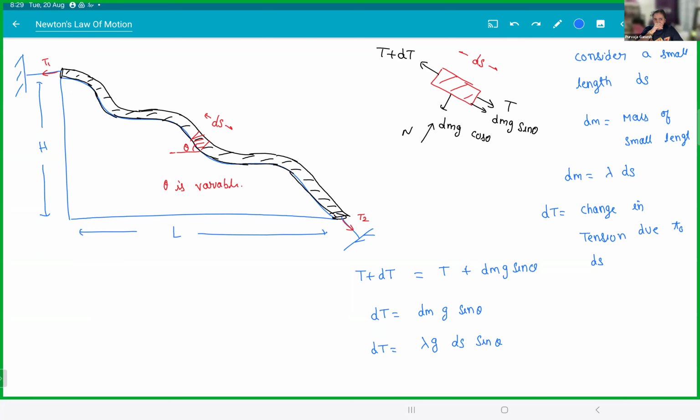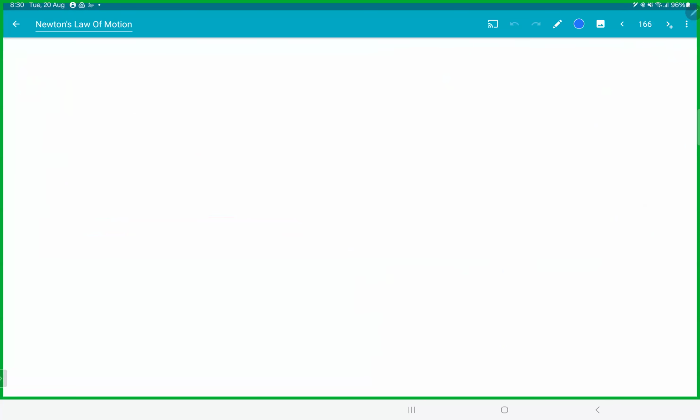Sir, can we just find the length of the rope? Then we'll just know the mass. But how will you find the length of the rope? Sir, there is no way to evaluate dl by dh. Let's see. You can't find the length. How will you find this curve? I gave some random curve like this, right? Clear this? Yes. Then we got dT is lambda g ds sin theta.